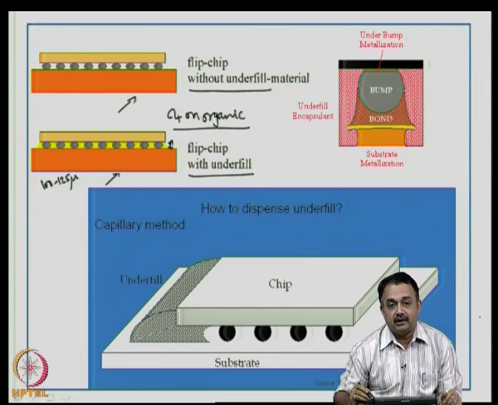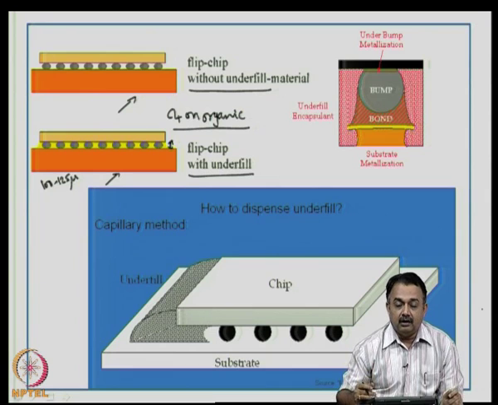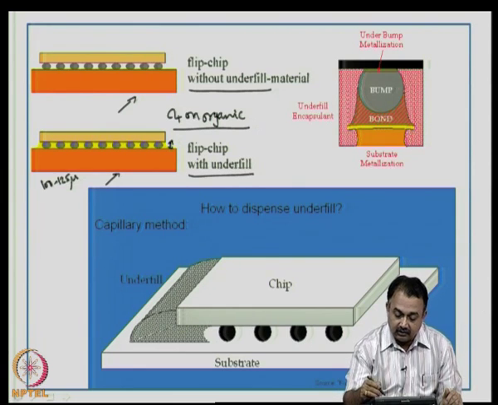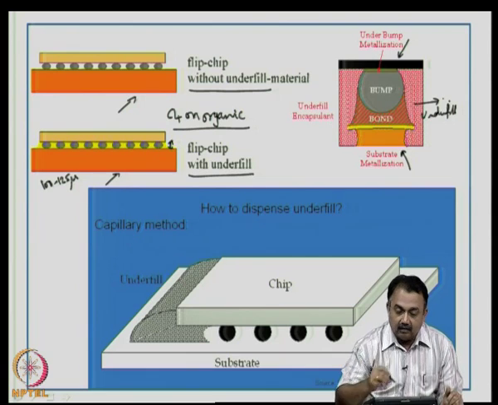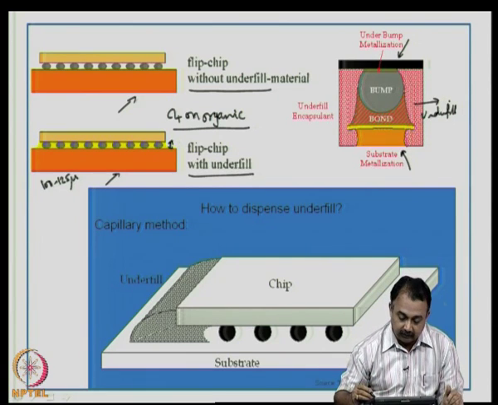Now, how do you dispense underfill? This is a liquid and it has to be cured. Once the underfill is dispensed, it has to be cured. So, this is a cross section of the system where you see the bump, okay, the substrate metallization at the bottom, and then you can see the underfill material here, which protects the bump and the bond that has been established.